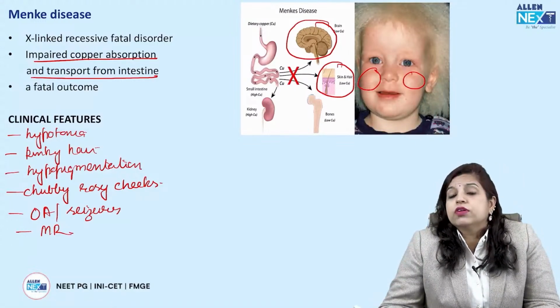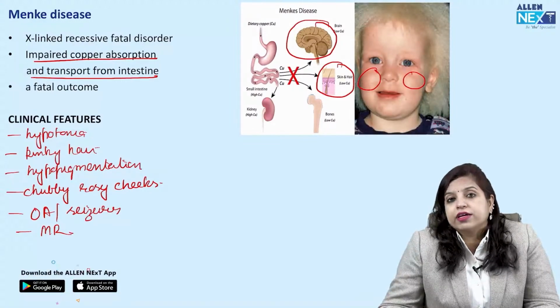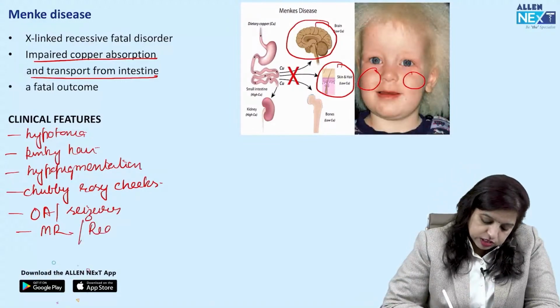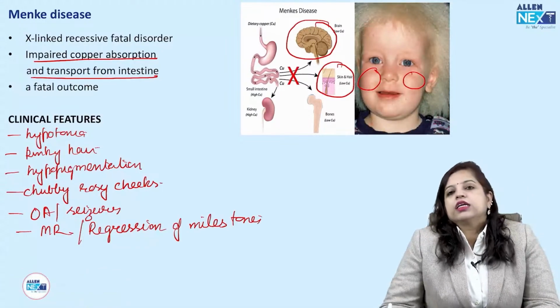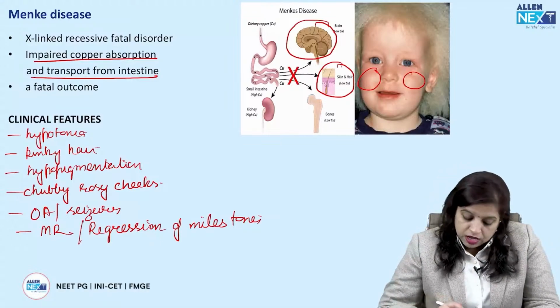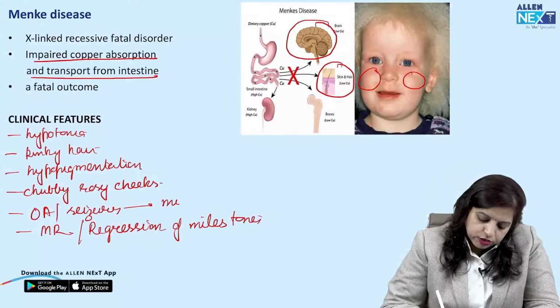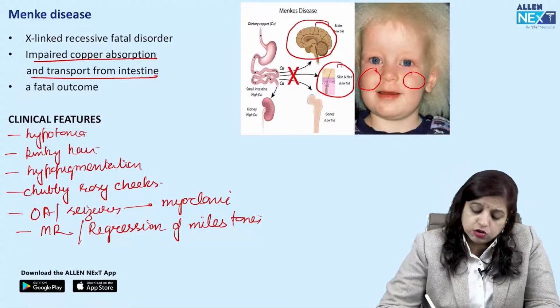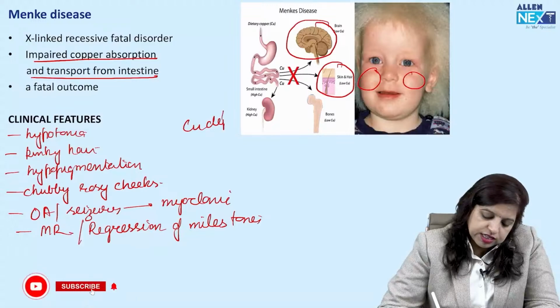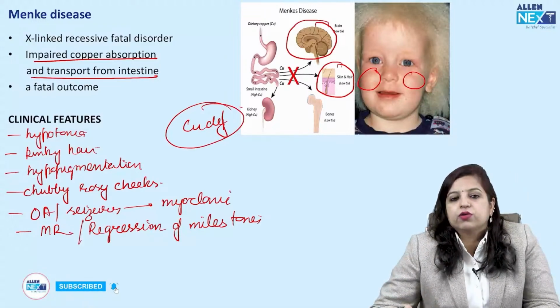And neurological regression of milestones can be seen in children suffering from Menkes disease, right? So this is how the brain is affected in case of copper deficiency. Seizures, usually myoclonic kind of seizures, are seen in Menkes disease. Remember, Menkes disease is because of the copper deficiency. That is what you have to remember right now, right?